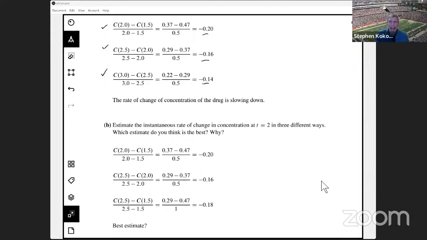If we had a graph, maybe we could tell, or we might be able to answer this question. If we had a graph of C, how might we use that graph to determine which of these is the best estimate? Sort of a rhetorical question. We'll leave that one out there.